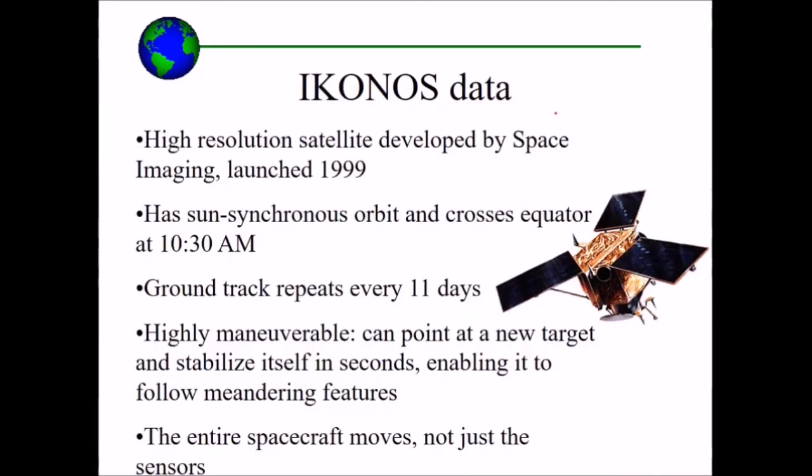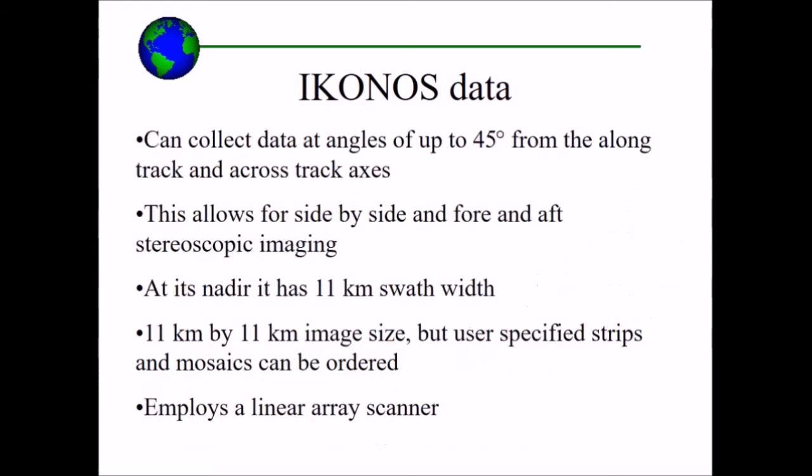Then we are coming to IKONOS data. IKONOS is a high resolution satellite developed by Space Imaging, launched in 1999, still used. It has a sun synchronous orbit which crosses the equator at 10:30, again the same time. Ground track repeats in 11 days, highly maneuverable, can point at a new target and stabilize itself in seconds, enabling it to follow these meandering features. The entire spacecraft moves, not just the sensors.